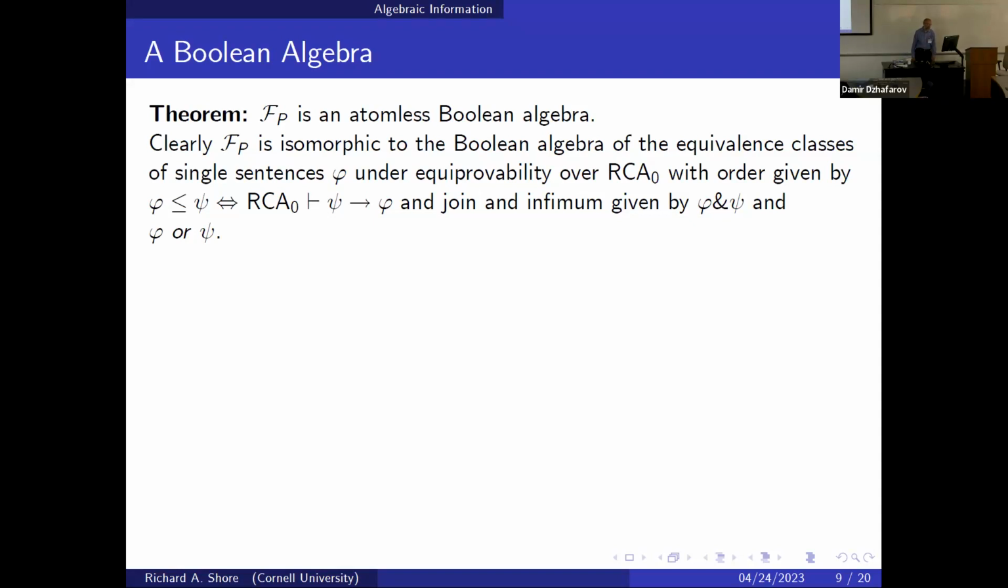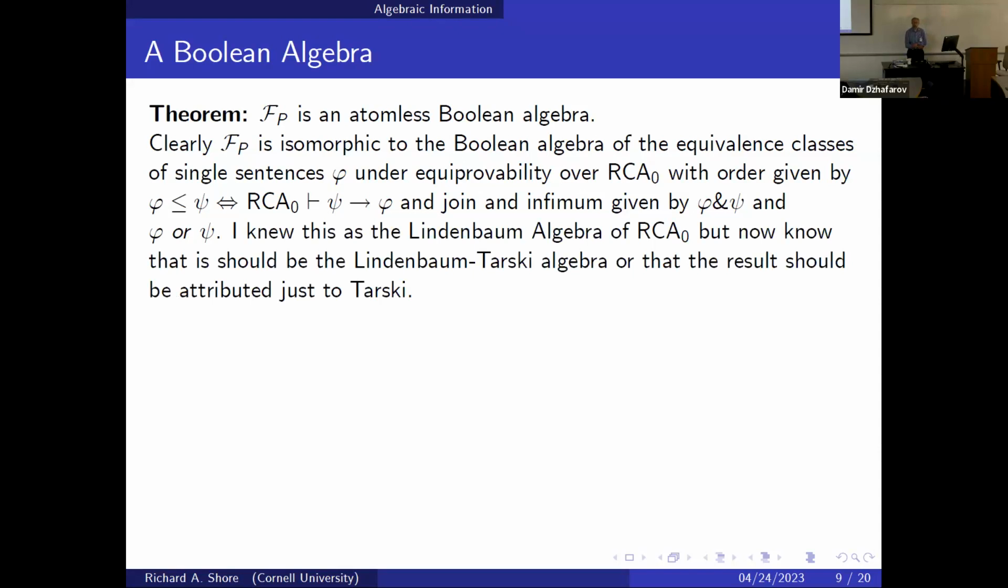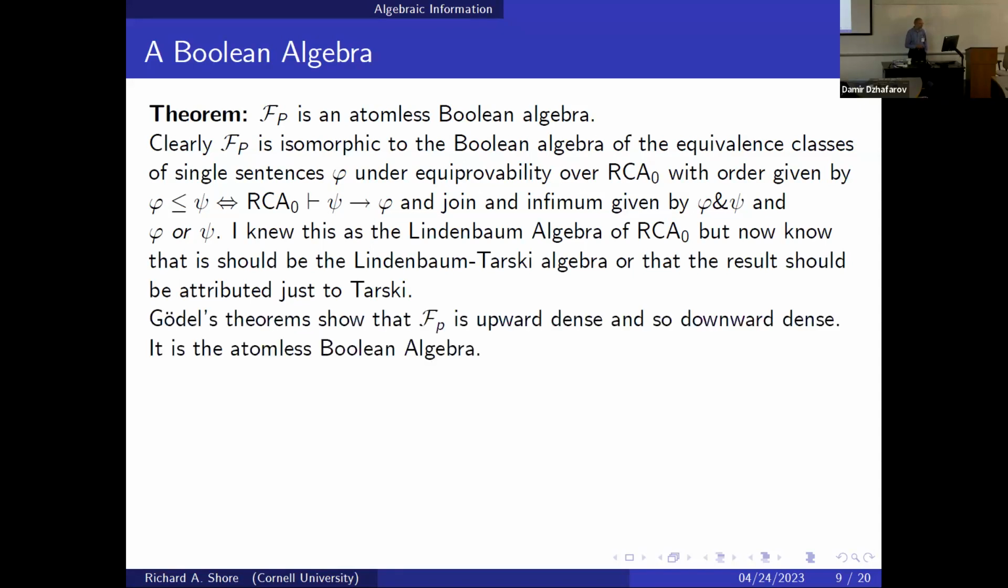So it's not a surprise now, but it was a surprise 100 years ago. And in fact, when I looked into the history, even though I always thought it was a Lindenbaum algebra, it was really Tarski who discovered it. And if you look at Wikipedia, it's called the Lindenbaum-Tarski algebra. And so that shows it's a Boolean algebra. What about its being atomless? Well, that's the incompleteness theorem.